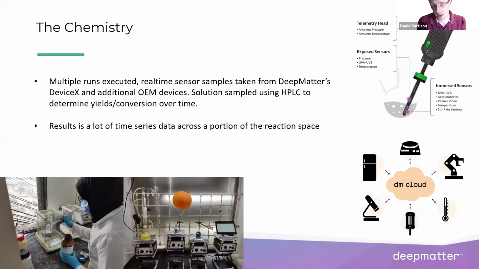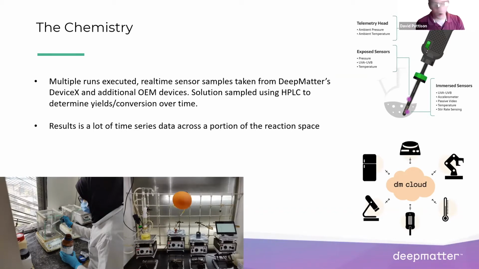So essentially, we did multiple runs, as I've alluded to, and we sampled real-time sensors from our own device X device, which is what you see in the top right here. It's a combined thermometer, UV measurements, cameras, stir rates. It's a sort of all-in-one device which we used. But we also had other devices in there. We had a pH sensor, which was an off-the-shelf device. And as I mentioned as well, we're also sampling with the HPLC every 30 minutes.